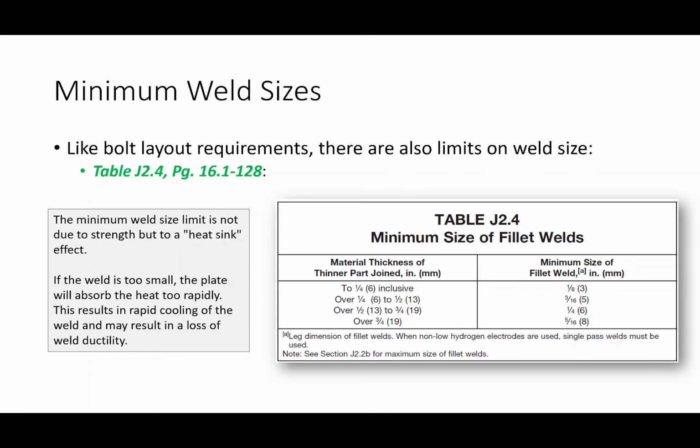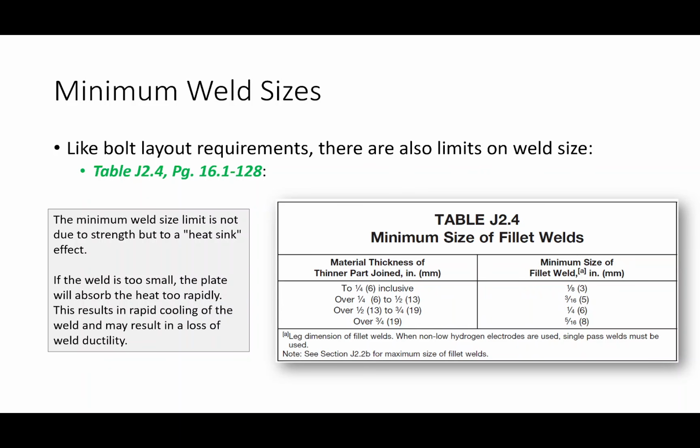So what I am saying is that if you're joining plate A to plate B, the weld needs to be some size in order to avoid that heat sink effect. Does that make sense? If you look at the plates that are joined, let's say you have a plate that's somewhere between 1/2 inch thick and 3/4 inch thick. The weld needs to be at least a 1/4 inch fillet weld so that the weld doesn't rapidly cool and result in a loss of weld ductility because of the heat sink effect. Does that make sense?